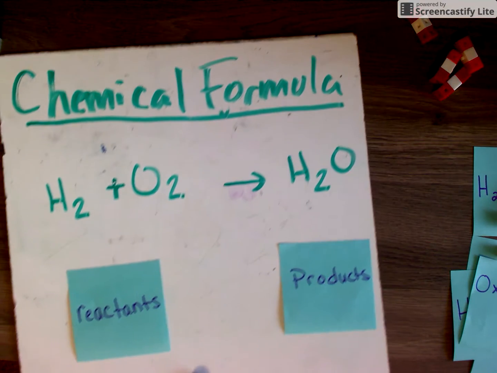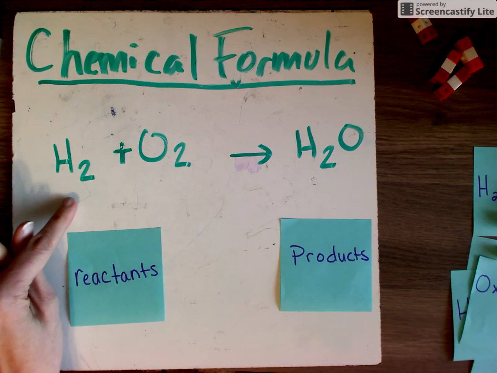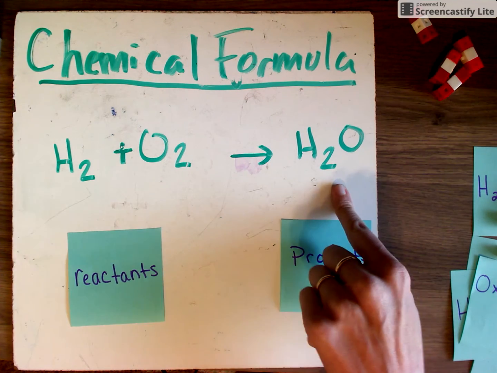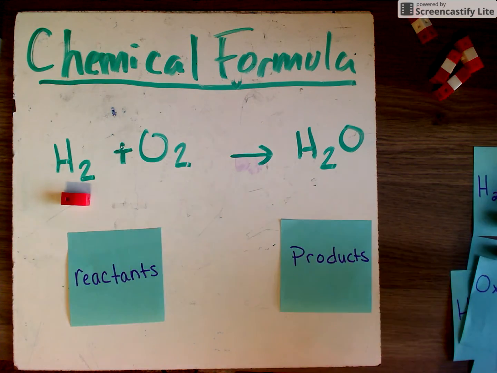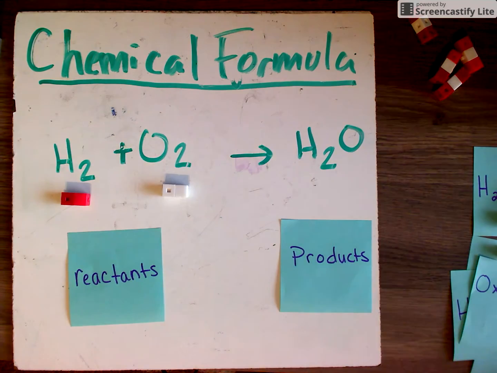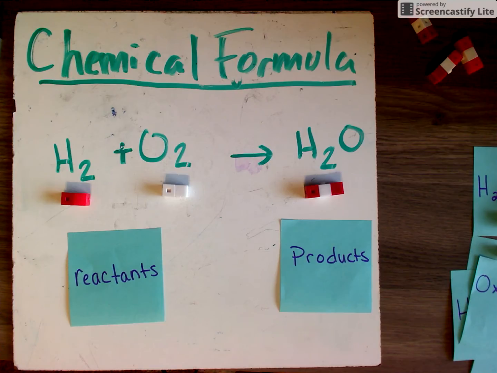These things can also be represented by a chemical formula. For example, H2 plus O2 gives us H2O, which is a way to represent the reaction we were just talking about. Hydrogen plus oxygen equals water. So we have H2 plus O2 equals H2O. Unfortunately, this chemical equation is incomplete.